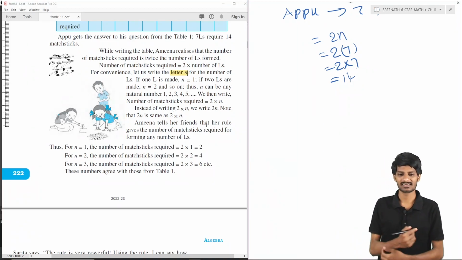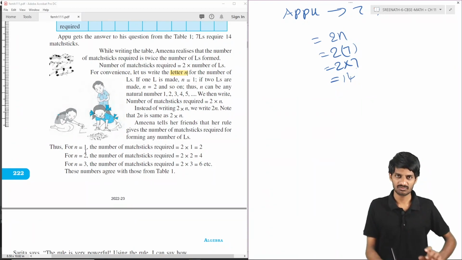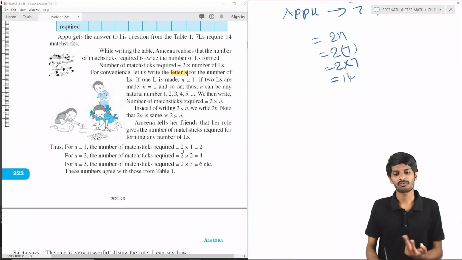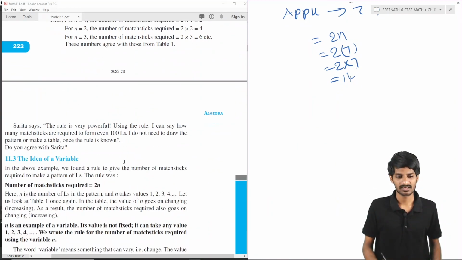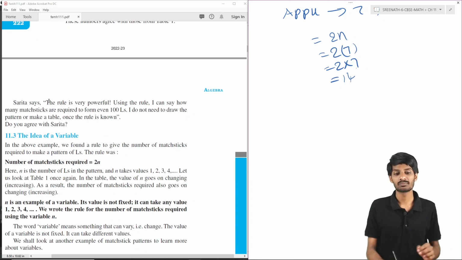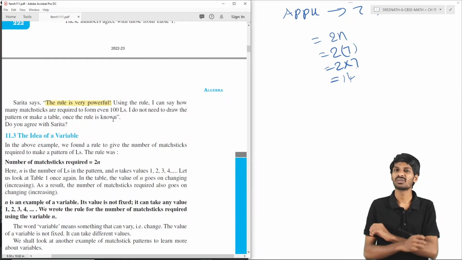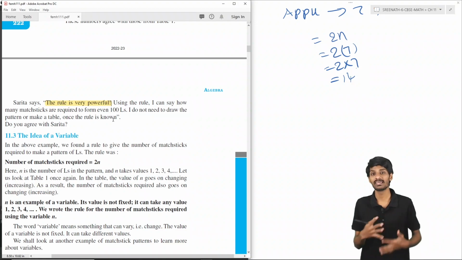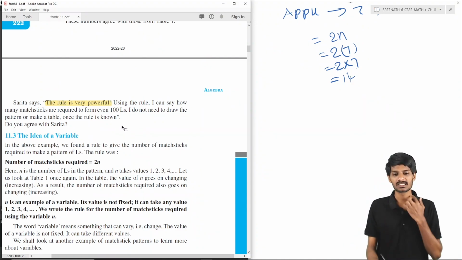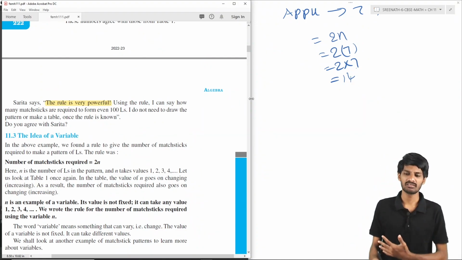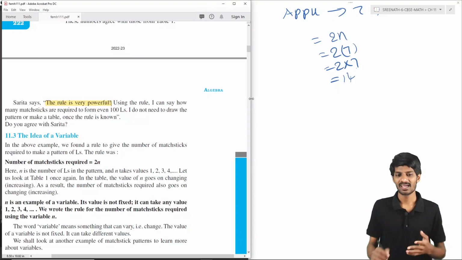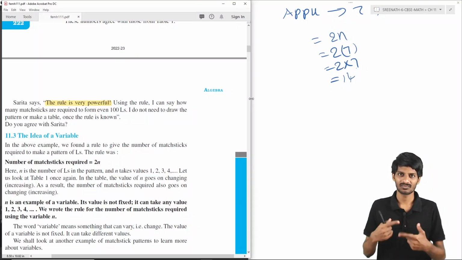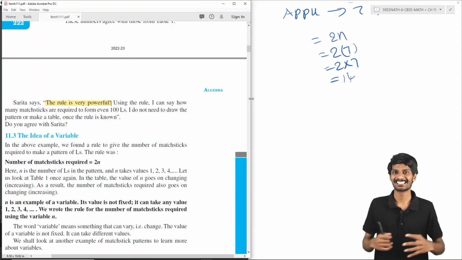That is the case, students. So for N equal to 1, which means if you want 1 L, the number of mastics required is 2 into 1, that is 2. If N equal to 2, we require 4. If N equal to 3, we require 6. Like that, students. So Sarita says the rule is very powerful. So this rule is very helpful. Why? Because even for 100, even for 1000, even for anything, we can say how many mastics are required. That is the thing, students.